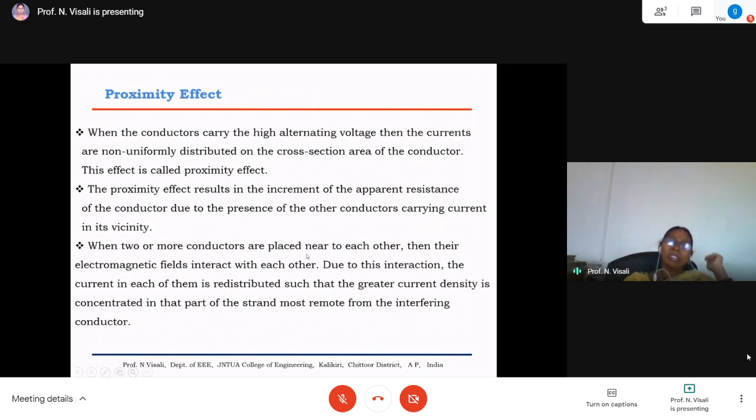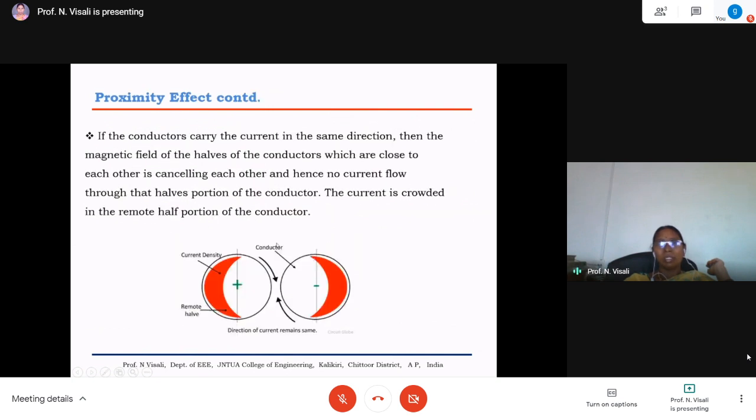When two or more conductors are placed near each other, their electromagnetic fields interact with each other. Due to this interaction, the current in each of them is redistributed such that greater current density is concentrated in the part of the conductor most remote from the interfering conductor. So if the two conductors are like this, the current density increases at the surfaces, and the current density across the cross-section area is not uniform.